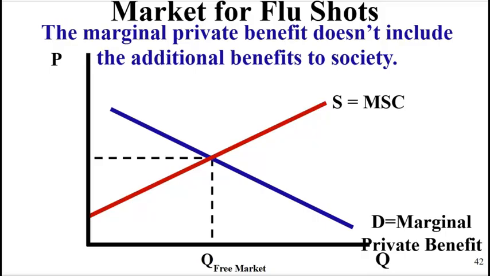Now let's graph it out. So what we see here is a marginal private benefit and a marginal social cost. Now notice the social benefit isn't here yet. And the reason for that is because we're going to create a subsidy to encourage the development of flu shots by private industry, by companies, pharmaceutical companies, and other manufacturers to develop these flu shots.